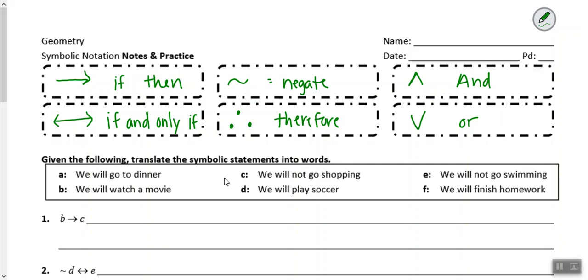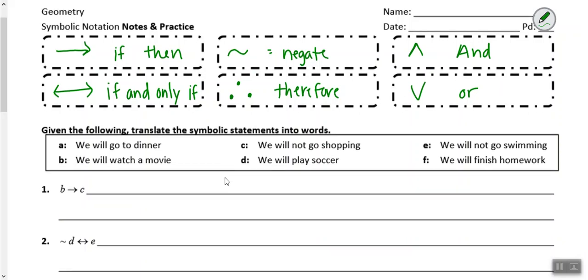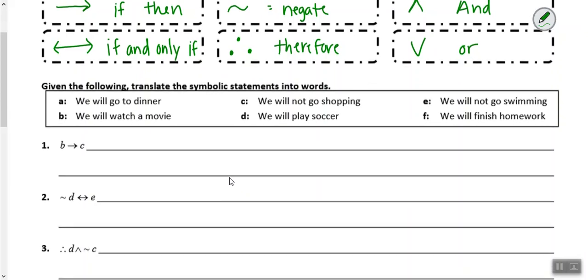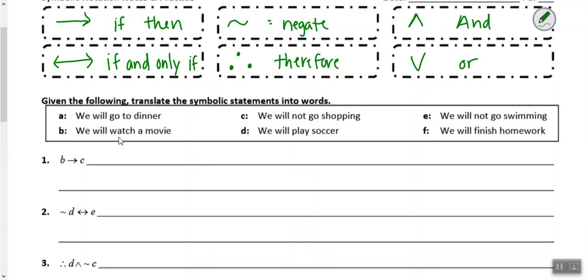I'm not going to go through each one of these problems, probably about 3 on each page, 3 or 4. So you will be able to practice as many as you need, and the answer key will be up in Schoology as well. So here are all of my letters with certain statements. The letter A means we will go to dinner. The letter B, we will watch a movie. C, we will not go shopping. D, we will play soccer. E, we will not go swimming. F, we will finish homework.